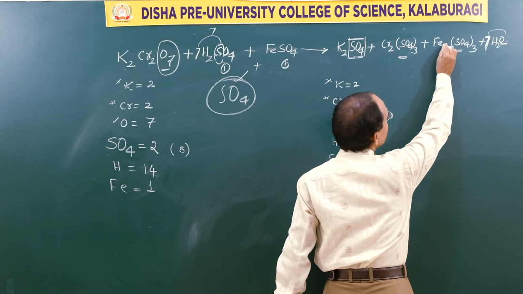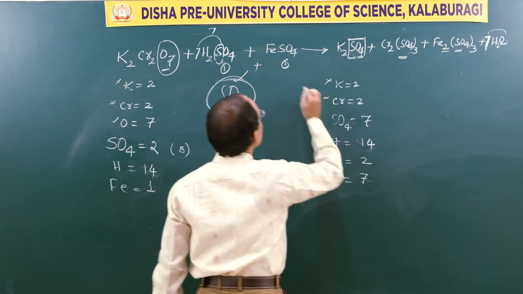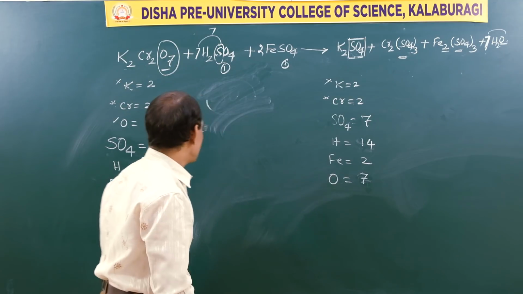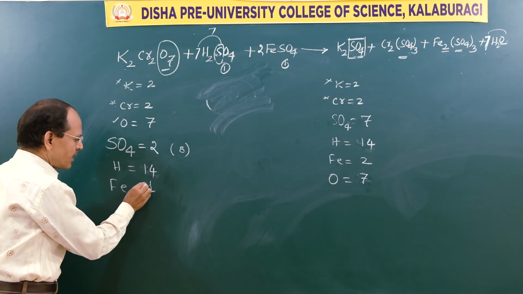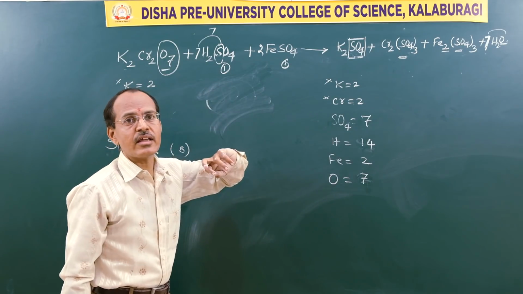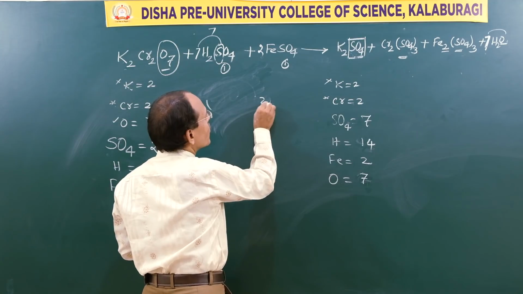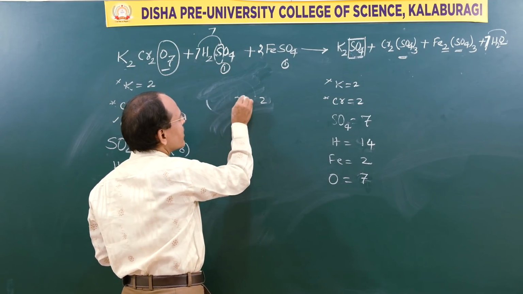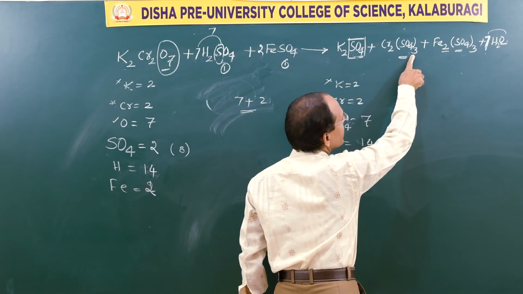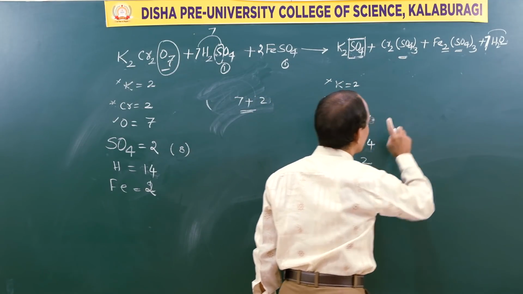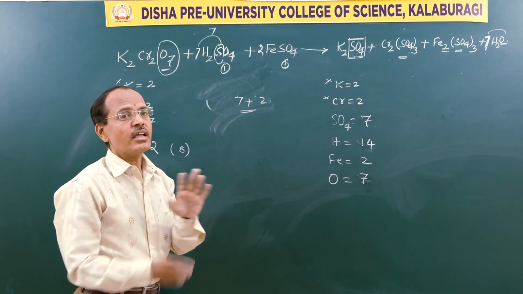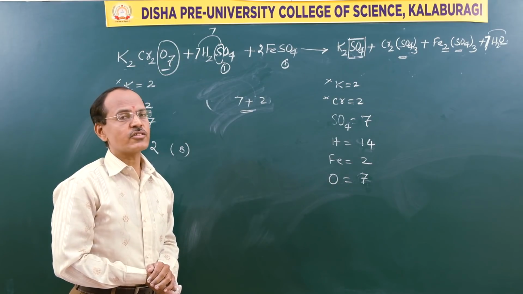Iron is minimum 2. So if I put 2 here, then minimum iron should be 2. So then how many sulfates are there? So 2 plus 7, it was 9. Here 1 plus 3, 4, 4 plus 3, again it is 7. That means if I am taking 2 Fe, it won't balance, it is not balanced.